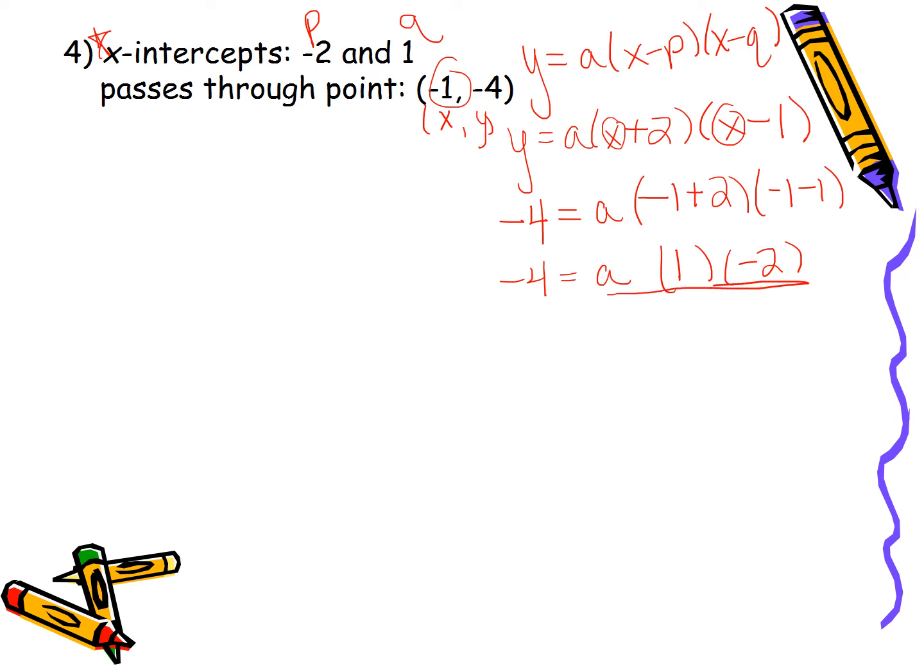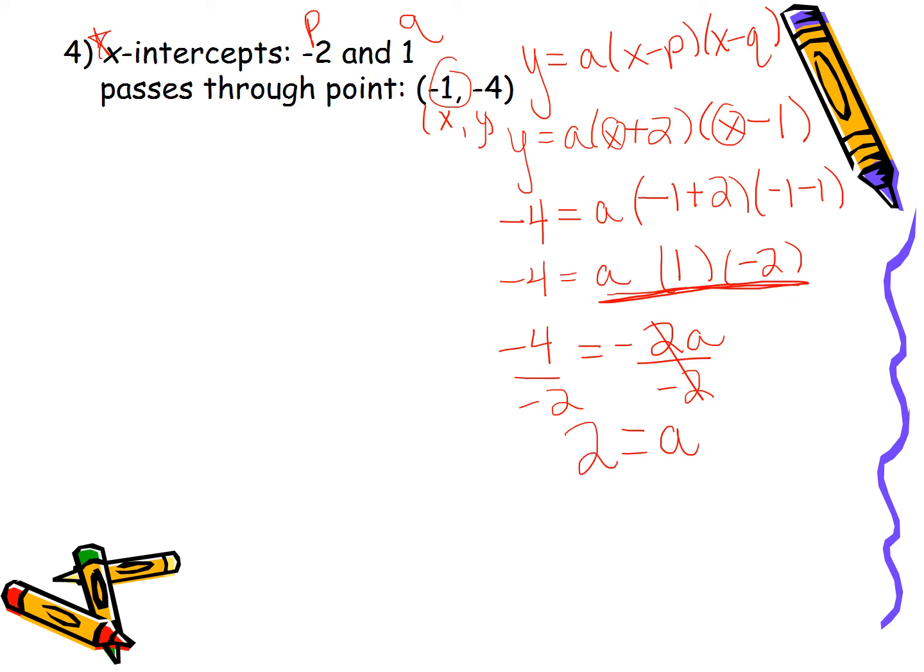On this right-hand side, we're just multiplying three things together. So a times 1 times a negative 2 is just negative 2a. We have a negative 4 on the left-hand side. To get a alone, we have to divide by negative 2. That cancels to 1. So a is equal to a negative 4 divided by negative 2, which is a positive 2.